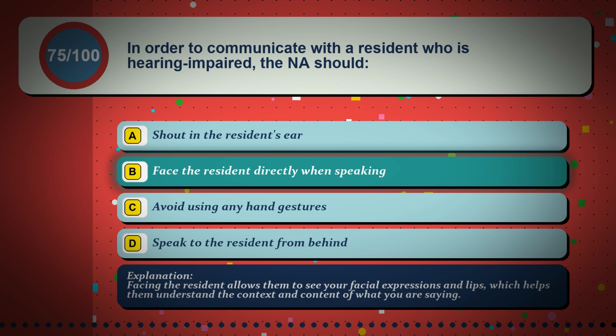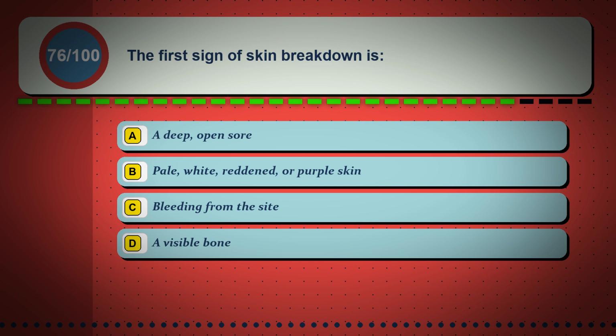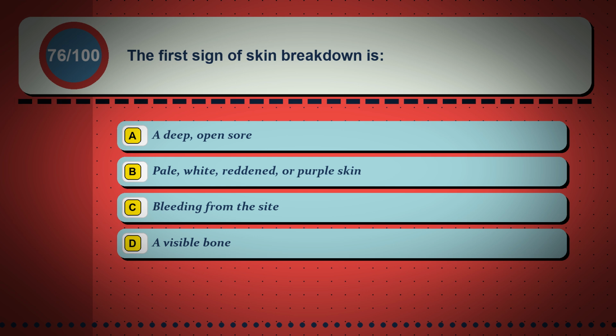Facing the resident allows them to see your facial expressions and lips, which helps them understand the context and content of what you are saying. Question 76. The first sign of skin breakdown is: Option A, a deep, open sore. Option B, pale, white, reddened, or purple skin. Option C, bleeding from the site. Option D, a visible bone.